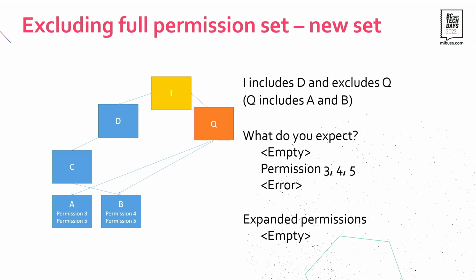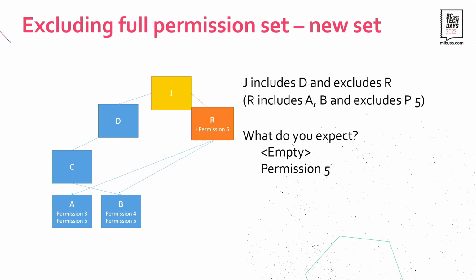Well, you get the empty. Because first we take all the ones that are included, 3, 4, 5. Then we need to take everything that's excluded. Now we need to calculate the full queue. Q includes A and B, which means that's also 3, 4, 5. So subtract those from each other, and now it's empty.